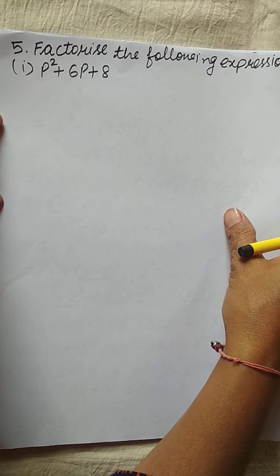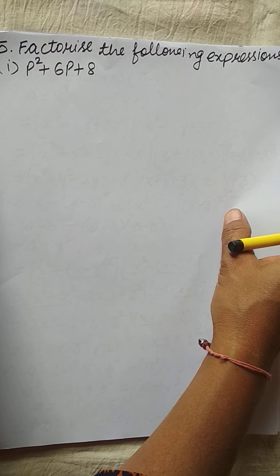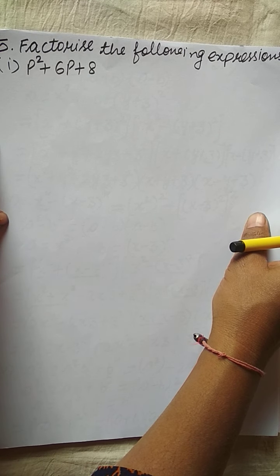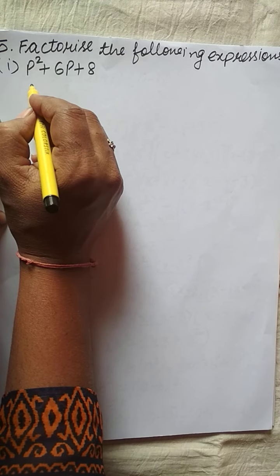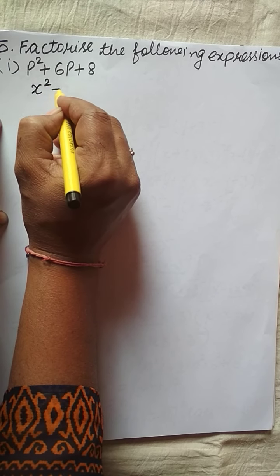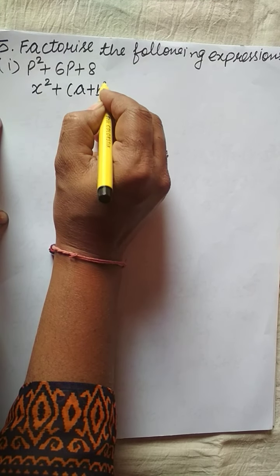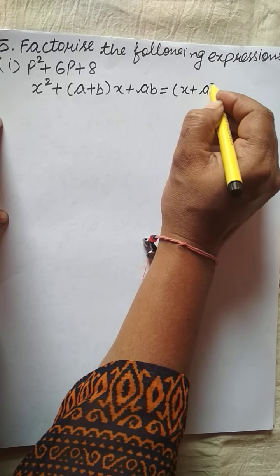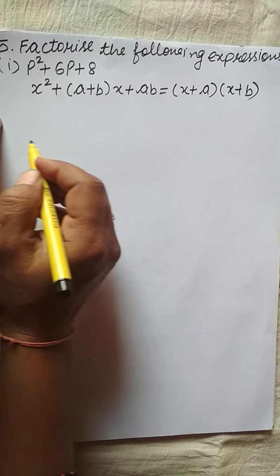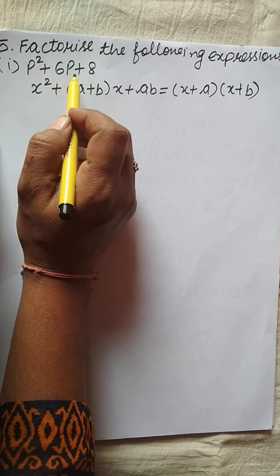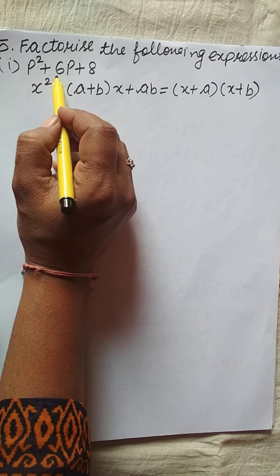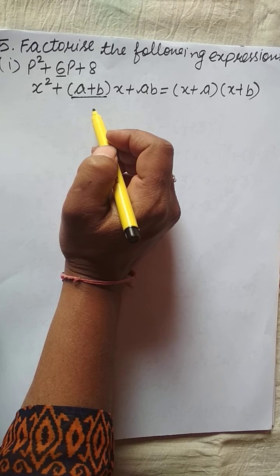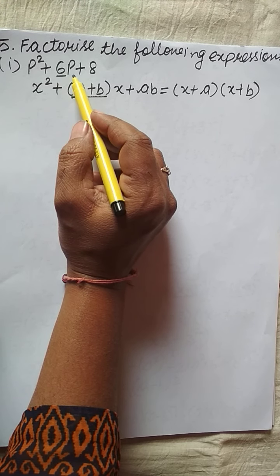Question number 5. Factorize the expressions. First part is p square plus 6p plus 8. This question we will do by using the identity x square plus a plus b into x plus ab, which is equal to x plus a into x plus b. Now, in this type of questions, the middle term is split as the sum of two terms or the difference of two terms. It depends on the question.